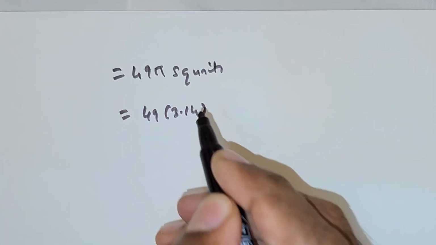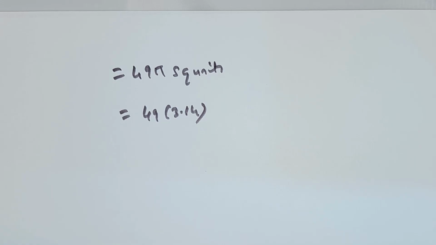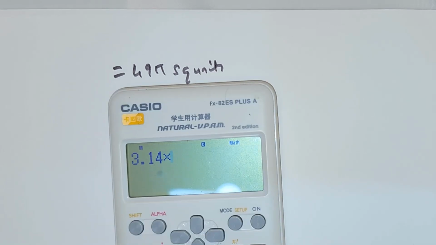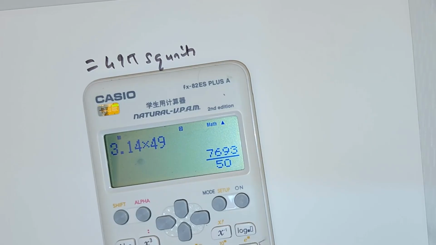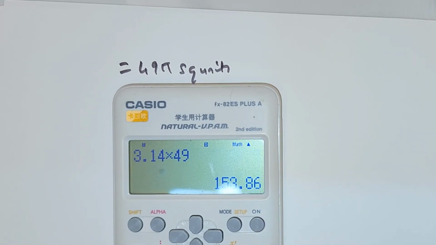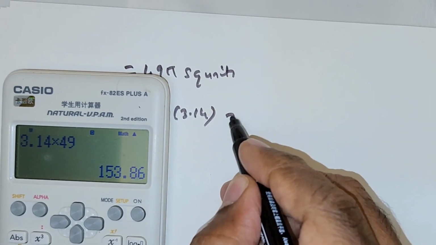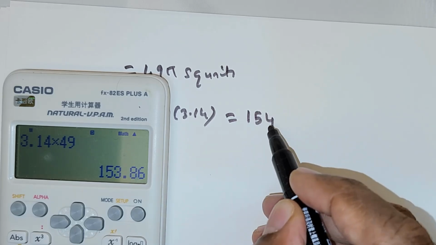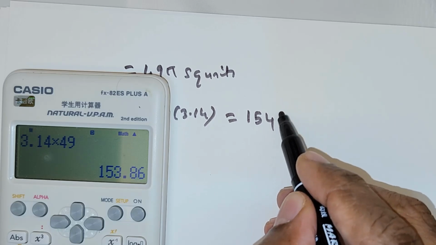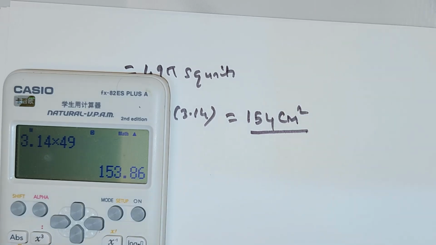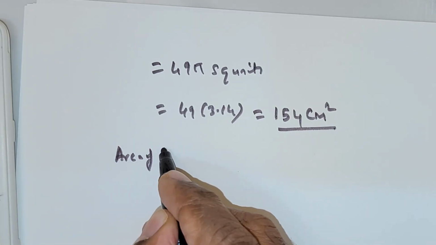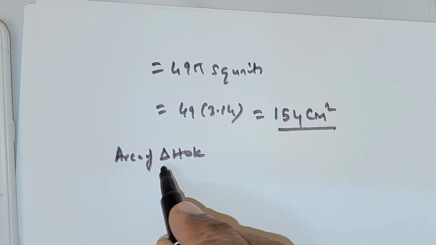Pi has 3.14, and you can multiply the value. So 3.14 multiplied with 49, you are getting a value of 153.86. Now you can write that as 154. Since the radius is given as cm, so this is going to be cm squared. So that's a solution. Now the next question is, they want us to find the area of triangle HOK.